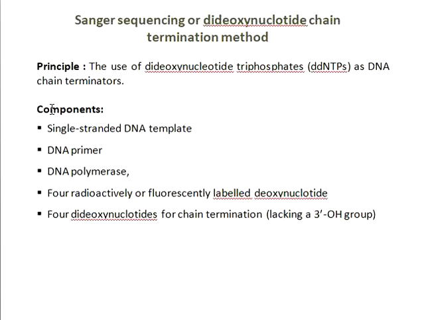The basic components required for Sanger sequencing are, first, single stranded DNA as a template, whose sequence we have to determine. Second, a DNA primer, which provides the first 3' OH group for the addition of new nucleotide by DNA polymerase. Third, the DNA polymerase enzyme for the addition of nucleotides. Fourth, radio labeled deoxynucleotides as a substrate for the DNA synthesis. And fifth, dideoxynucleotides as chain terminators, which we have to add in separate reaction tubes.